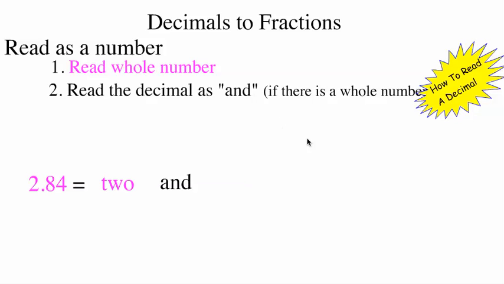So read the decimal as "and," but only if there's a whole number. Okay, if you don't have the whole number, if it's like 0.84, you don't read it as 0 and 84 hundredths. You would read it as just 84 hundredths. So you'd only put the "and" if there was a whole number other than 0.